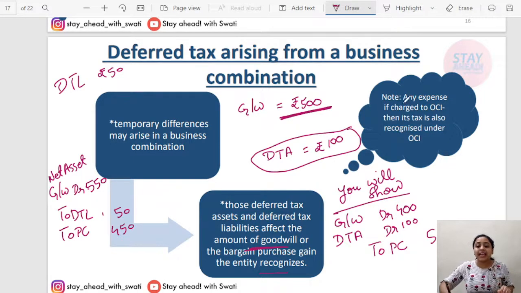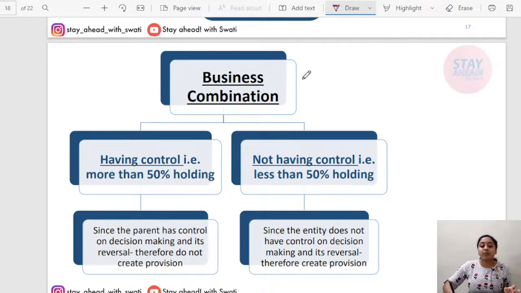Next, any expense which is charged to OCI, the tax related to that particular item will also be charged to the OCI item, that is other comprehensive income. Next, business combination, very important. Even an ICAI question is there.